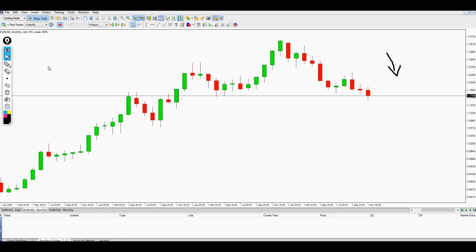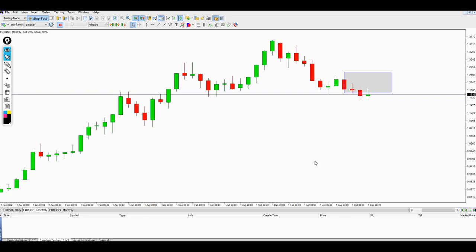Now we've got a close below here. We've got a new level. That's the level. Anywhere in that area, I am looking to short. Anywhere. Let's get rid of that. So that would probably be an entry on a smaller time frame. Who knows?